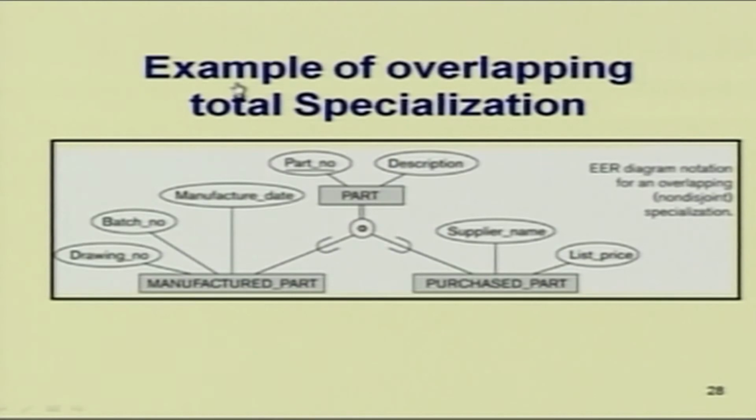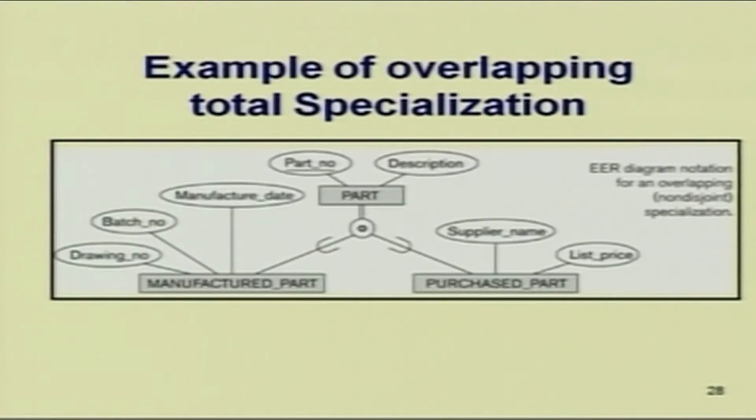This is an example of an overlapping total specialization. Please note those terms: overlapping total. I said that we have 4 types: disjoint total, disjoint partial, overlapping total and overlapping partial. We are now looking at some examples. This was disjoint partial, now we are looking at overlapping total. So, look at this example.